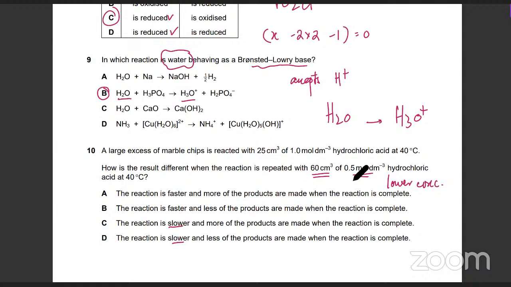But the moles are more. How many moles do you have over here? That's 25 × 1 divided by 1000, so the first one is 0.025, and this one would be 0.03. This has more moles, so more of the products are going to be produced in the second one, because you're adding more moles in total. Is that clear? Yes, sir.